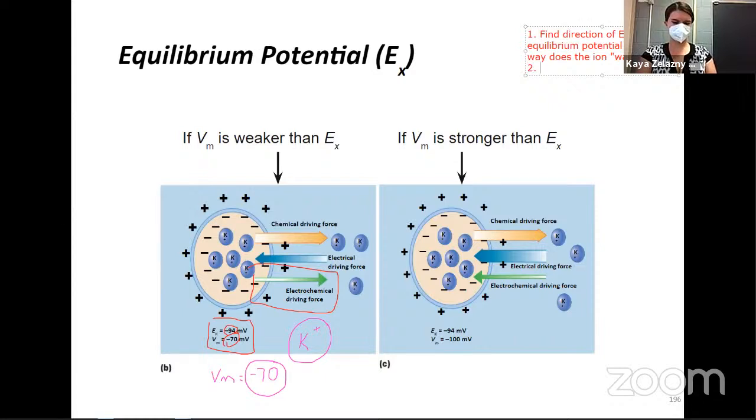And then the second step I like to do is figure out the direction of the EDF. So the question we're asking ourselves is, does our membrane potential attract or repel our ion? Okay. And once we know these two things, right? So we know our direction for the electrochemical driving force.